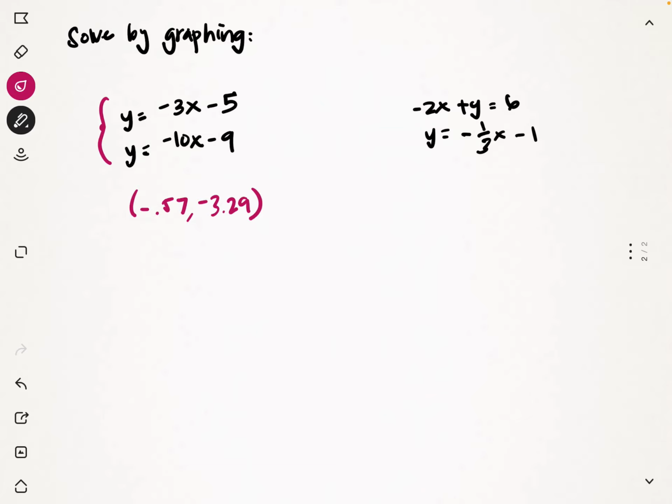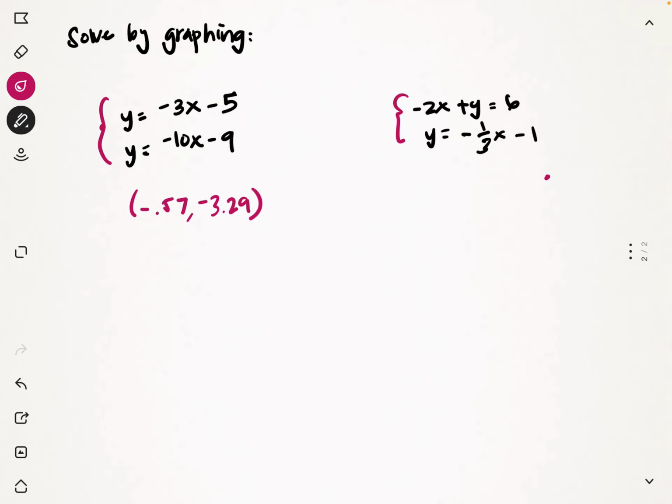Okay, so pretty simple. Graphing is probably the easiest method to solve systems if you have graphing technology to use. So substitution and elimination are great to do if you want to do it algebraically, but if you want to just find an answer and you have graphing technology, it's probably the easiest way.